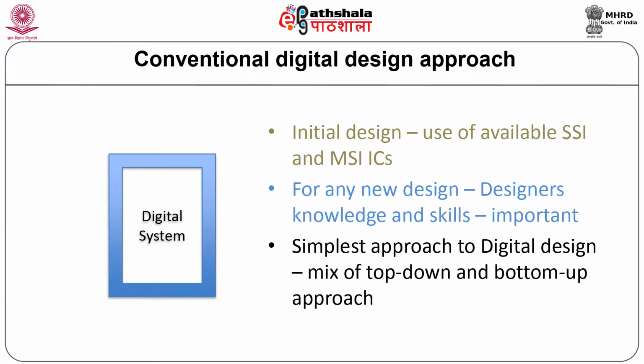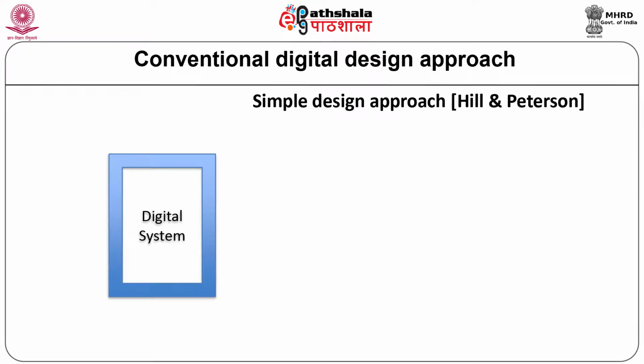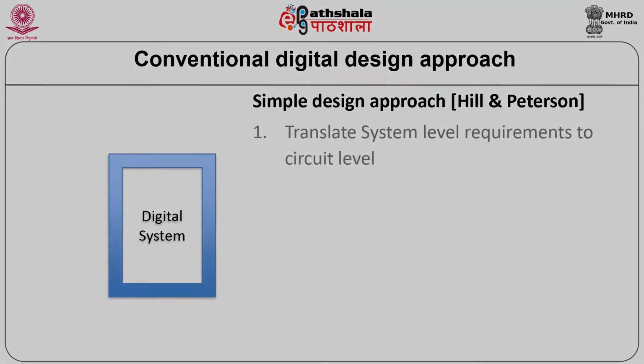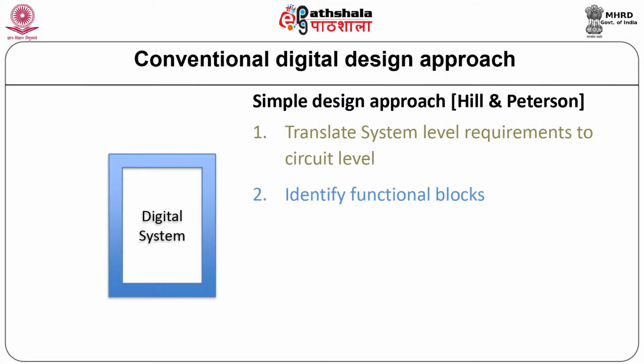The simplest approach to designing digital systems is a mixture of top down and bottom up approaches, as shown below. Let us now discuss a simple design approach. Step 1. Decide the requirements at the system level and further translate them to circuit requirements. Step 2. Identify the major functional blocks required, like timer, DMA unit, register file, etc., like the ones in the design of a processor. Step 3.